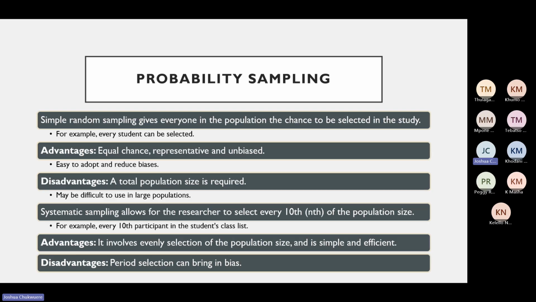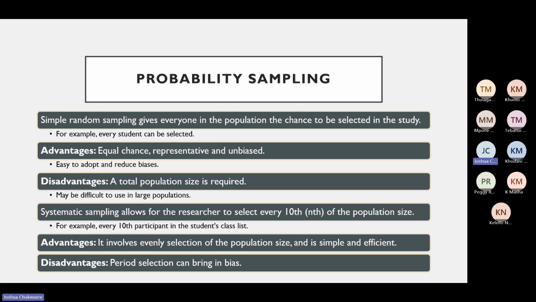We also have a systematic sampling method, which allows the researcher to select every tenth of the population. So in this case, you bracket the people, you put them into tens, so that every tenth one will be part of the study. You group them in tens, so that every 10th person in your count, in your grouping, will be part of the study.